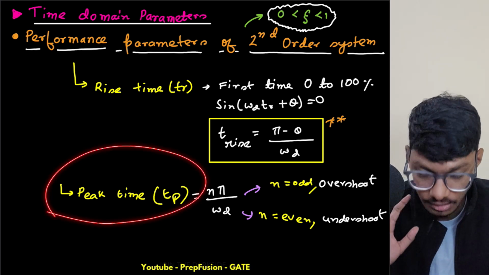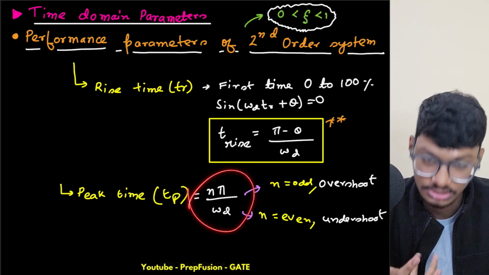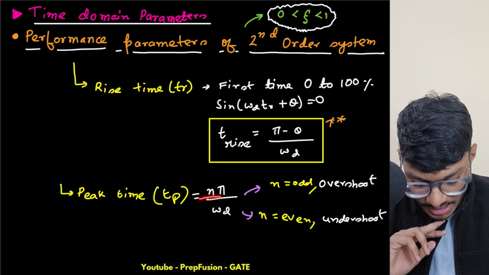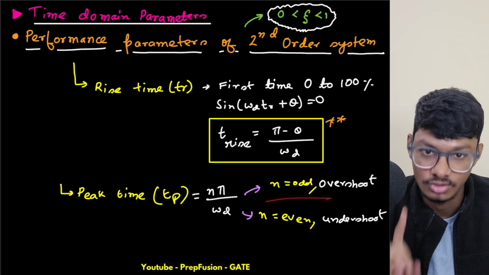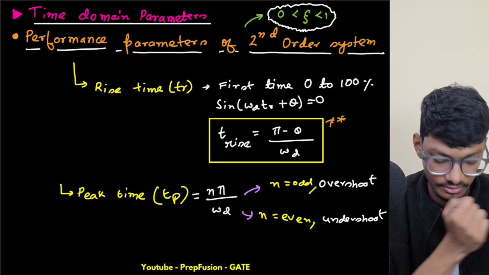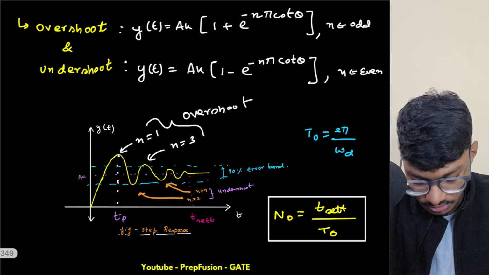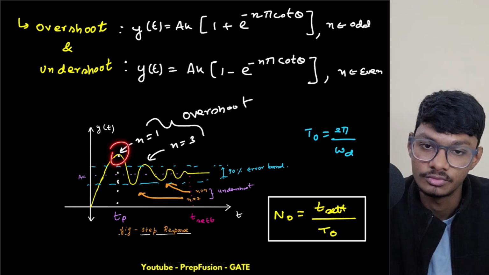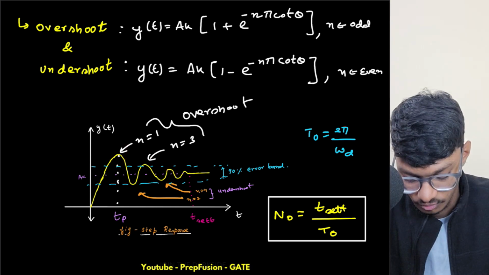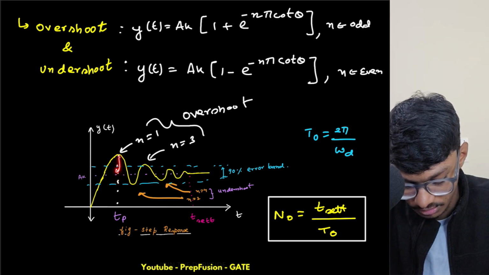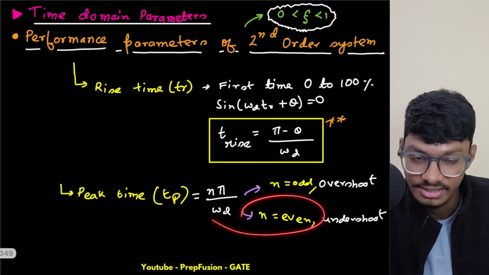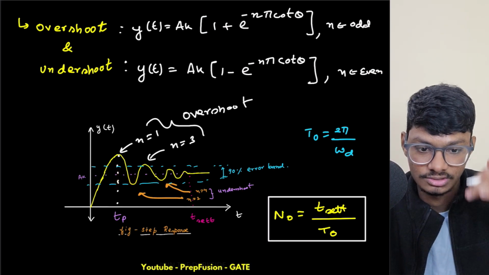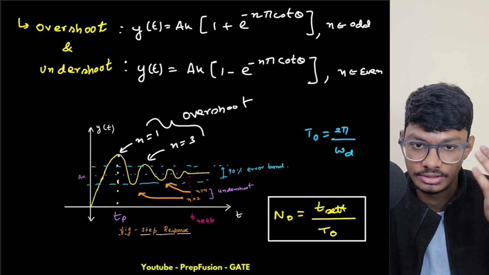Now here, the peak time was obtained when we made this equal to pi, if you recall how we derived it. It was n pi by omega d. If n is odd, that is 1, 3, 5, then we have an overshoot, as we can observe here: first overshoot, second overshoot, third overshoot, and the first overshoot is the maximum distance we get from the steady state value. If n is even, we get an undershoot. If it is below the steady state value, it is an undershoot; if it is over the steady state value, it is an overshoot.